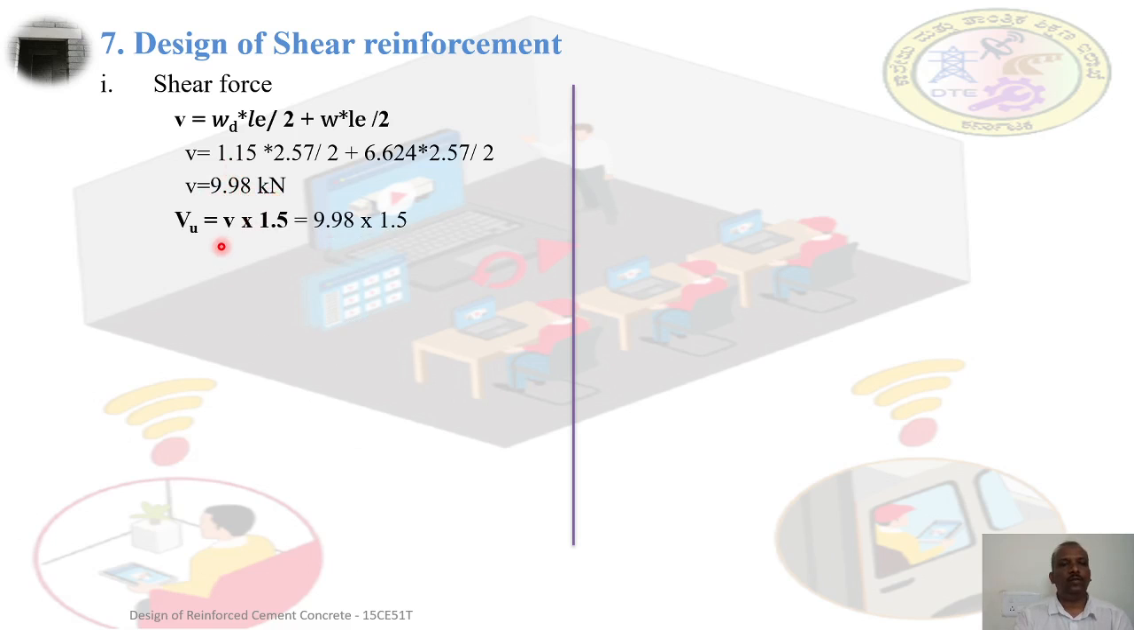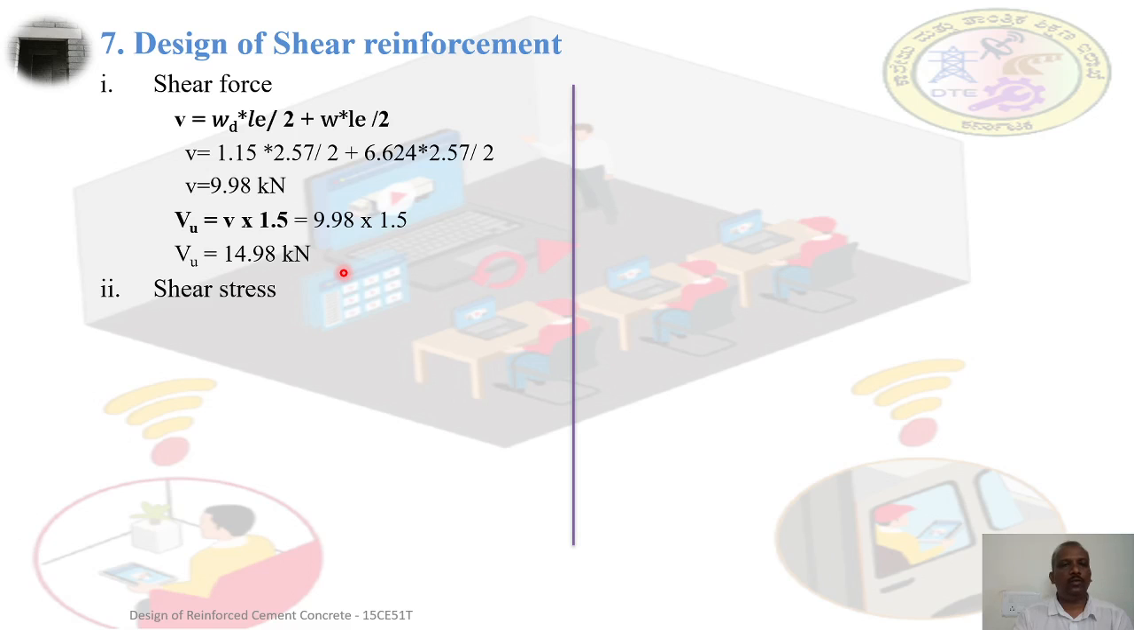Then the ultimate shear force is required for analysis by the limit state method. So Vu is equal to 1.5, the factor of safety, times the shear force. We are getting the ultimate shear force equal to 14.98 kilonewton. So this is the force.